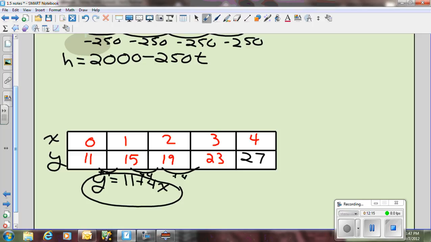When they're like that, when the change is the same every time, we call that a linear equation. And if you graph it, it looks like a line. Okay? And that should be reviewed from last week too.